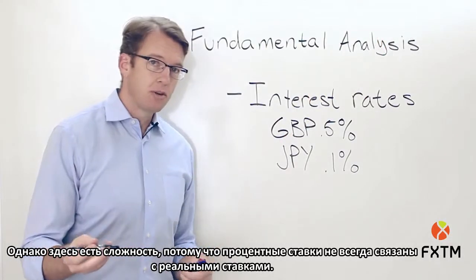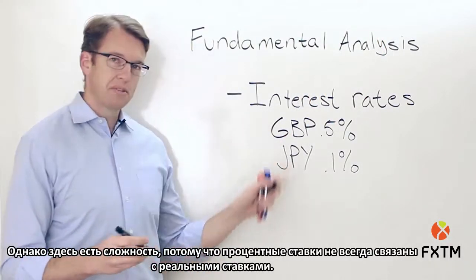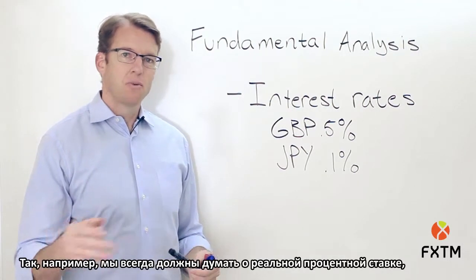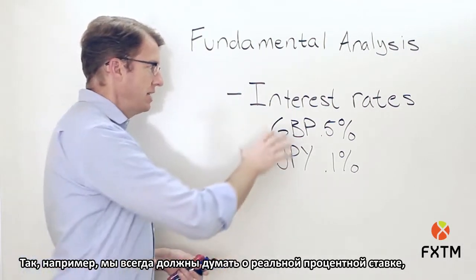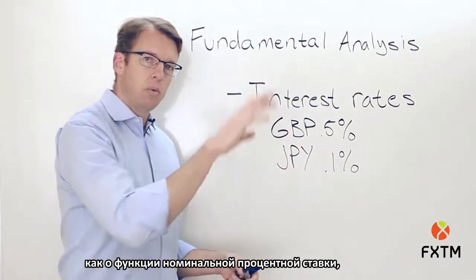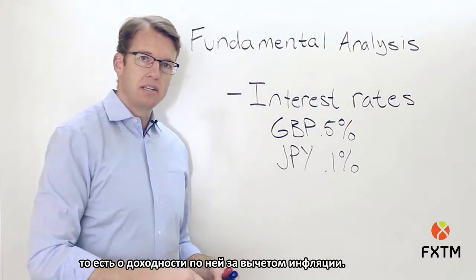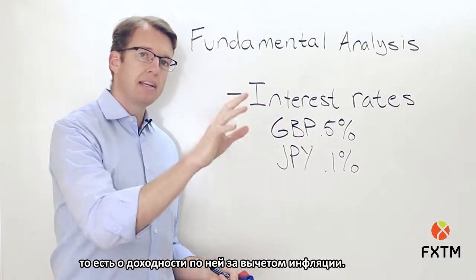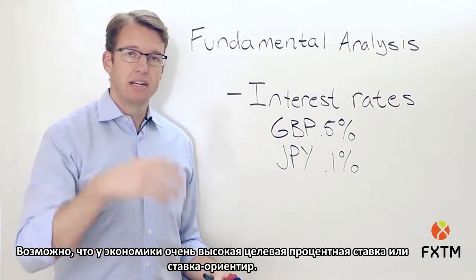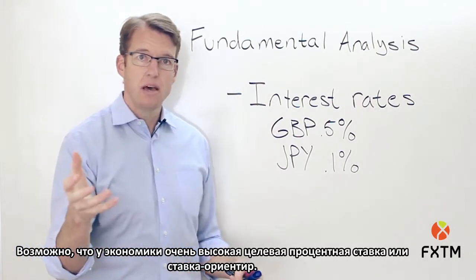Now, there is a little bit of a trick here in that we were talking about interest rates, but that's not necessarily addressing the real rate. So, for example, we always have to think about an interest rate, the real rate, as a function of what the nominal rate is, so what the yield actually is, minus inflation. So it is possible for an economy to have a very high target rate or key benchmark rate.